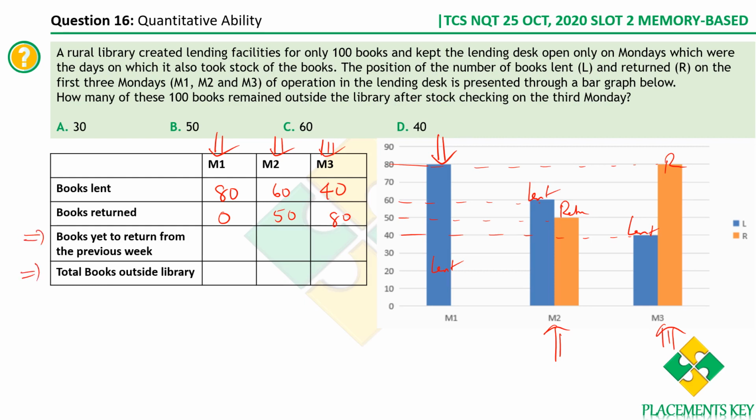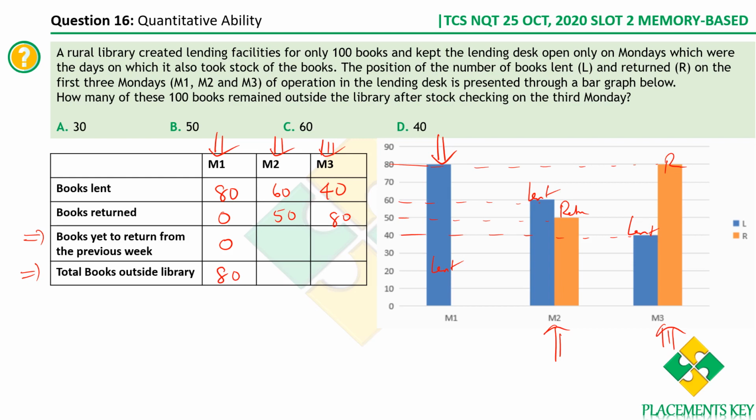What are the books yet to return from the previous week? We know that this is the first Monday, so no books are yet to return. So total books outside the library, only 80 are sent out from the library. So 80 books are sent out from the library. Okay, that's for the first week.